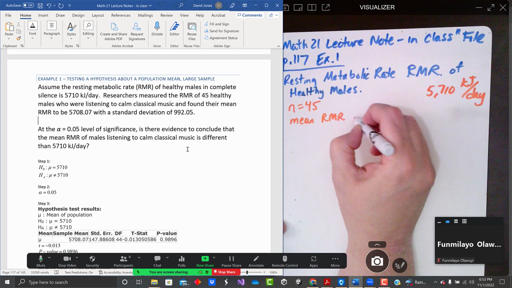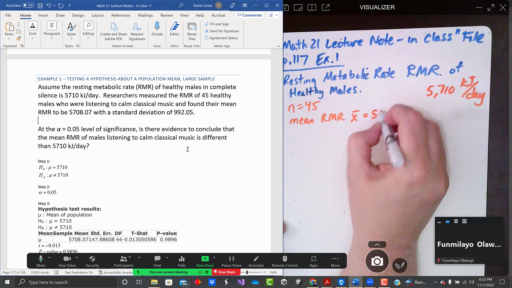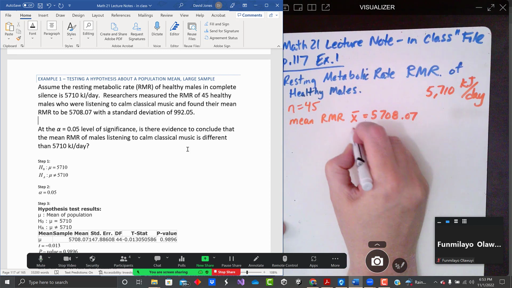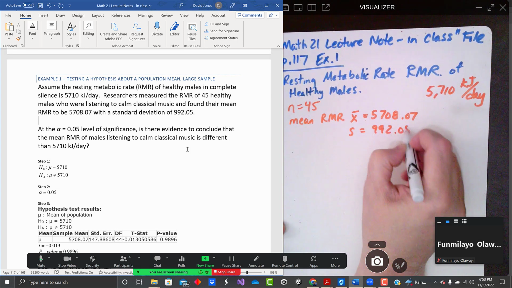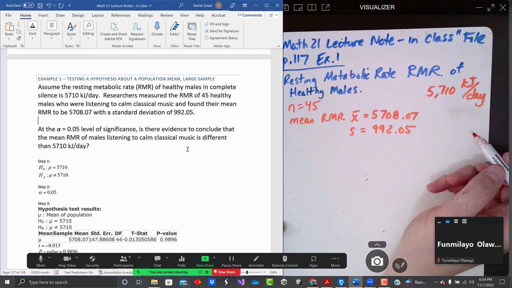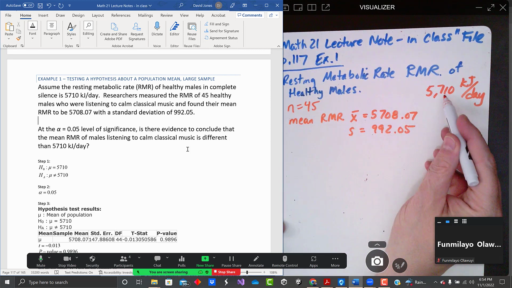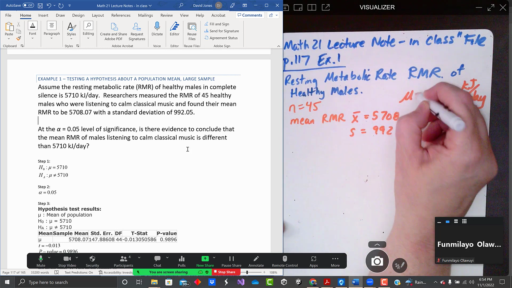for the sample, so that's X bar, is 5708.07 with a standard deviation of 992.05. Well, this 5,708 looks pretty close to this 5,710, so I'm guessing that's the population mean.